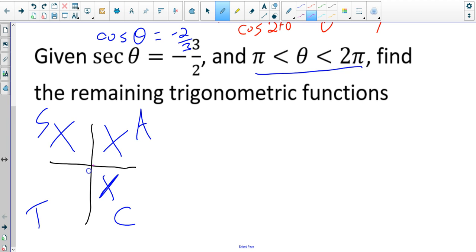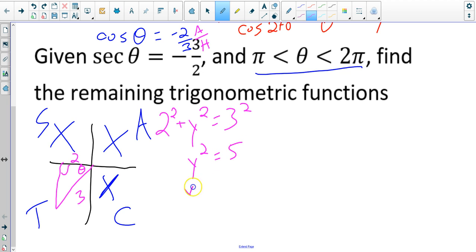So I'm going to draw a triangle in standard position in quadrant 3. The cosine is equal to -2/3. Remember that cosine is adjacent over hypotenuse. So I'm going to label my adjacent. So here's my theta, my adjacent as 2, my hypotenuse is 3, and now I am ready to use the Pythagorean theorem to find the other leg. So I'm going to do 2 squared plus y squared equals 3 squared. So y squared is equal to 5, so y is equal to plus or minus the square root of 5.